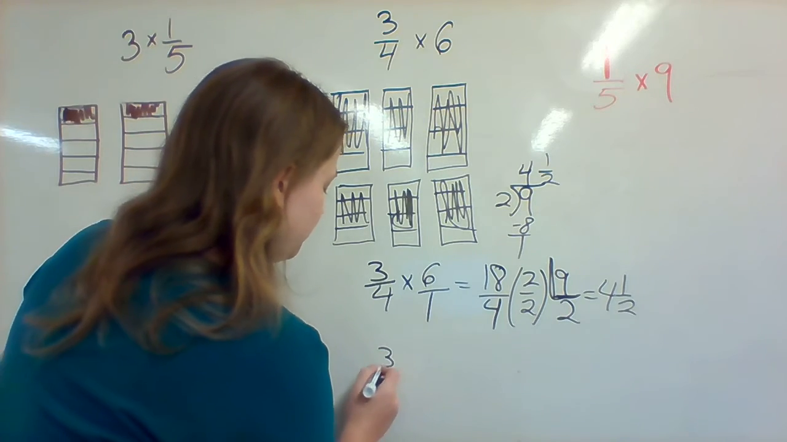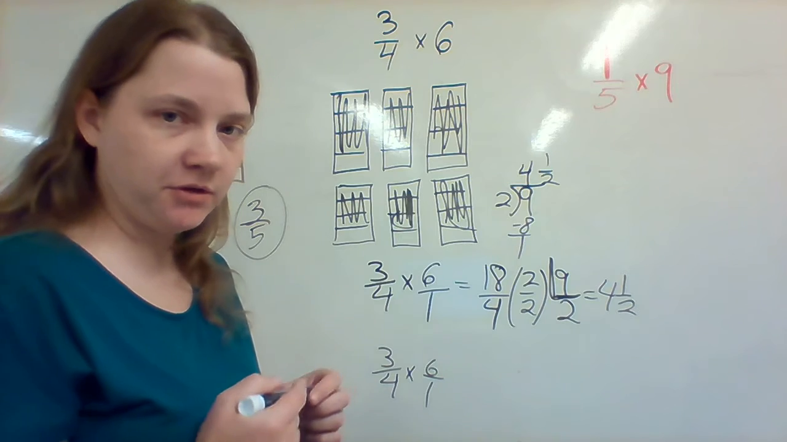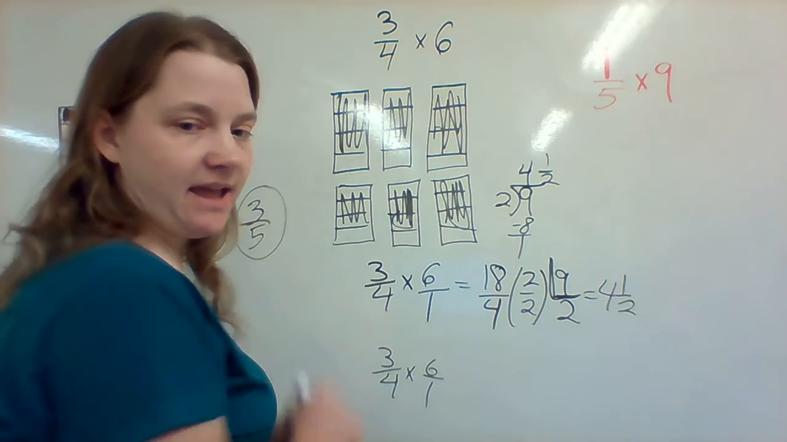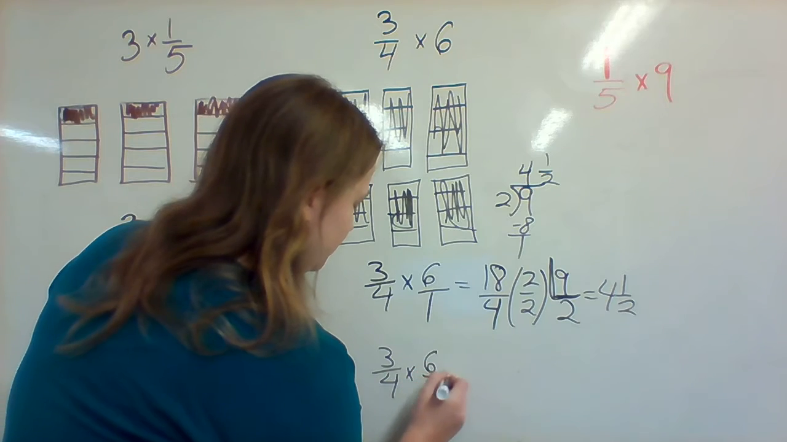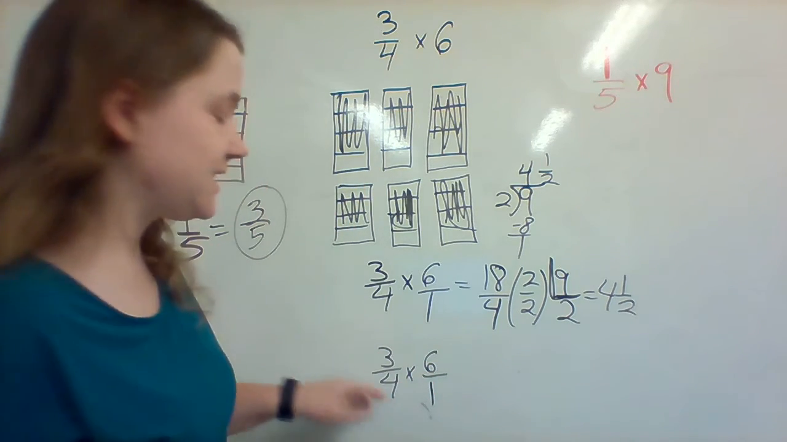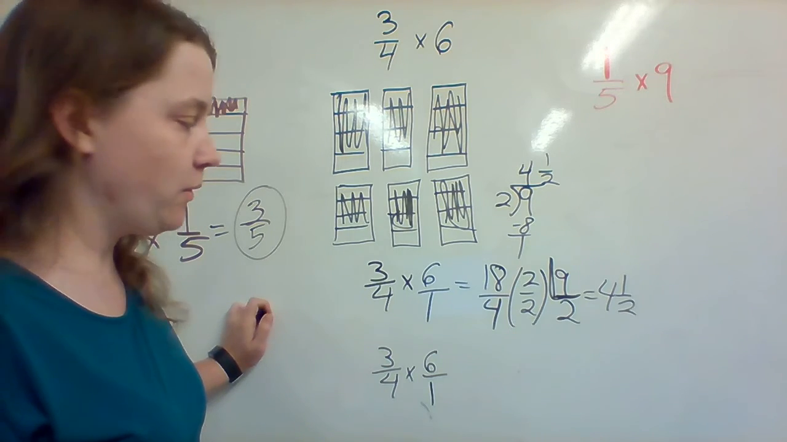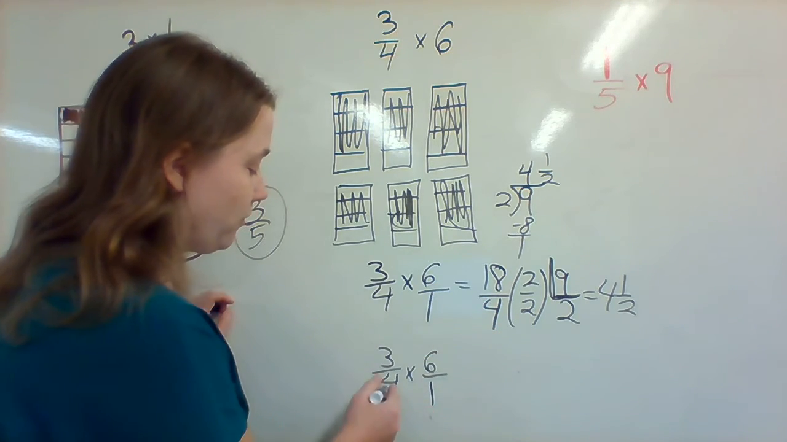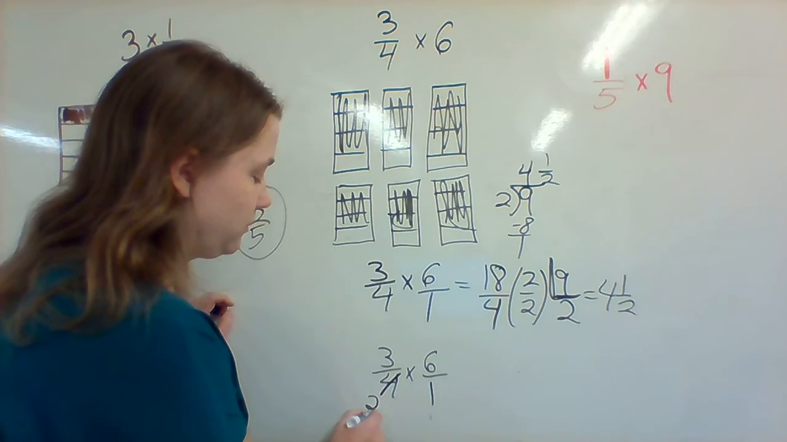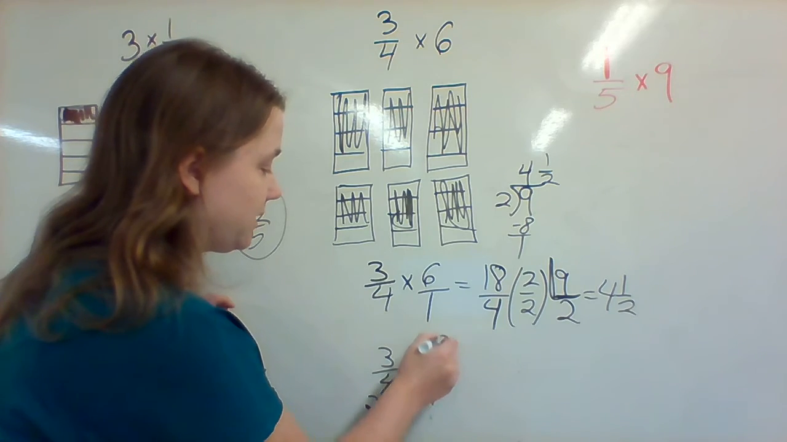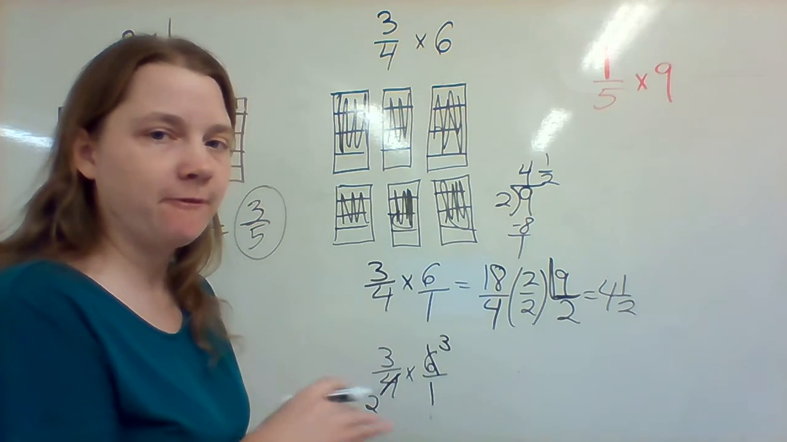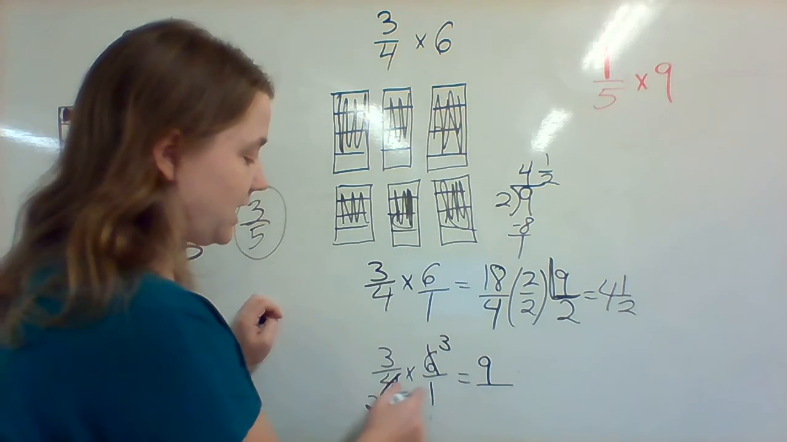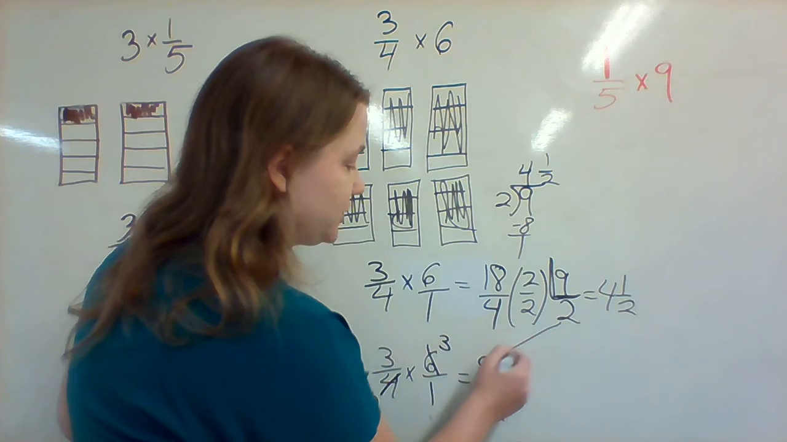What you can also do, before I multiply, is take a look at these numbers down here. I'm going to rewrite this just a little bit. Both 6 and 4 are even numbers. They can both be divided by 2. So rather than multiply these all together and then have to divide by 2 later, I'm going to divide by 2 now. 4 divided by 2 is 2. 6 divided by 2 is 3. So I've just simplified inside my problem before I did anything else. Now I have 3 times 3 is 9. And 2 times 1 is 2. And I'm left with 9 halves, just like I was before.